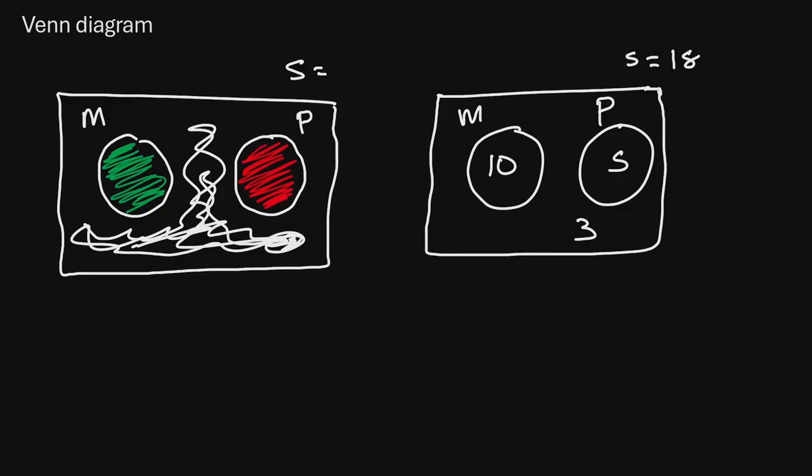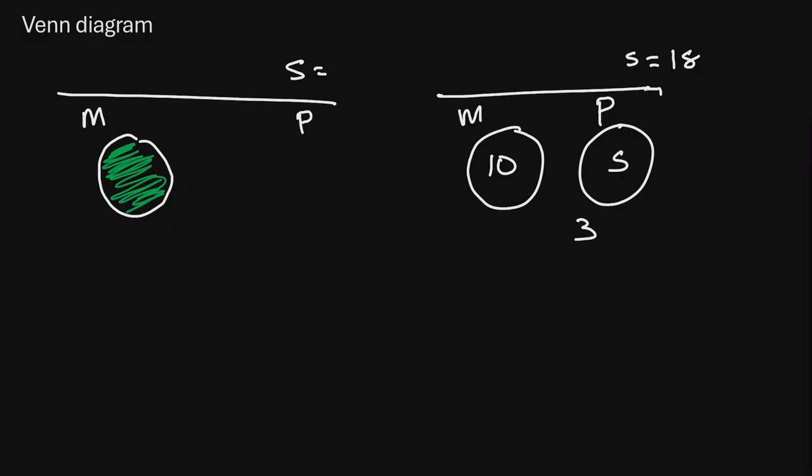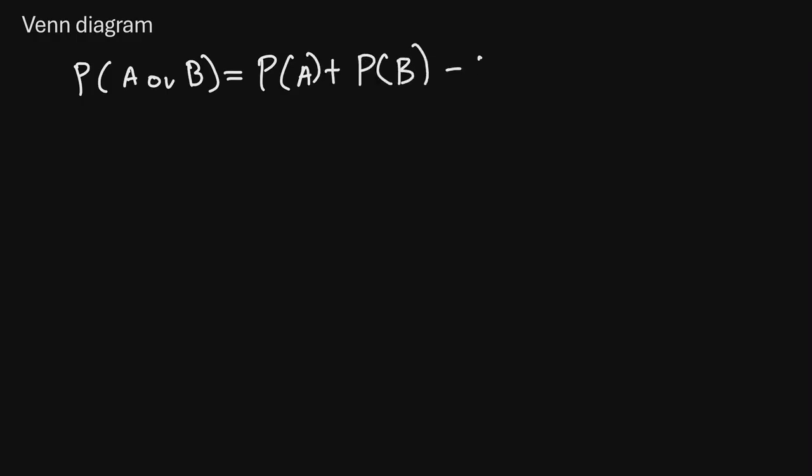When we talk about probability of Venn diagrams, we need to understand the general equation for probability. The general equation for probability is: probability of A or B equals probability of A plus probability of B minus probability of A and B. But first we need to understand what probability of A or B means and what probability of A and B means.